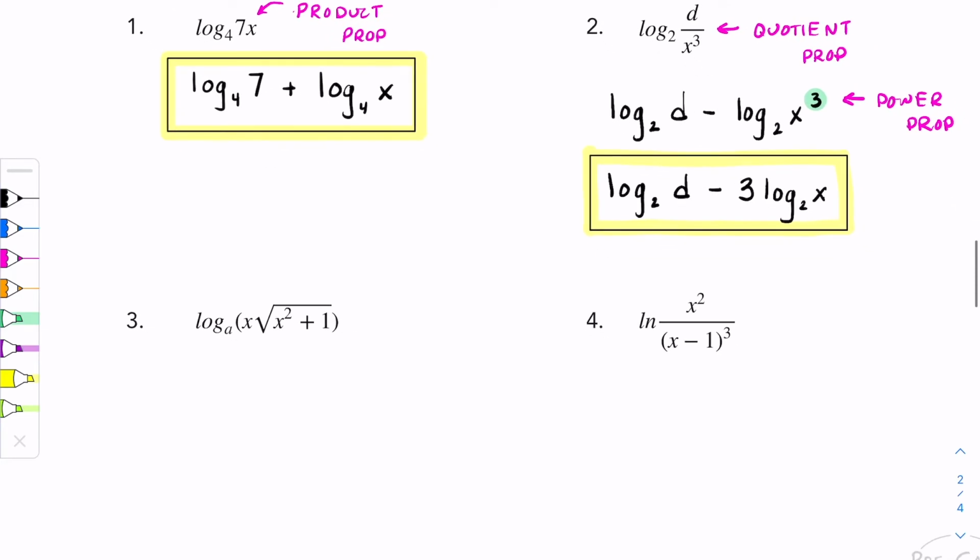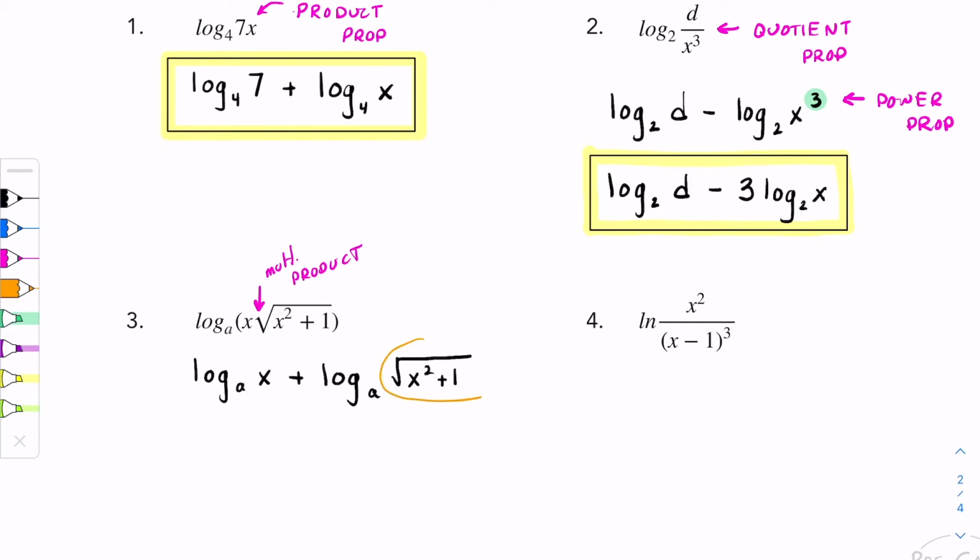Number 3, log base a of x times the square root of x squared plus 1. So right here is multiplication, which is the product property. That's where I'm going to start. I'm going to break this apart as log base a of x plus log base a of the square root of x squared plus 1.